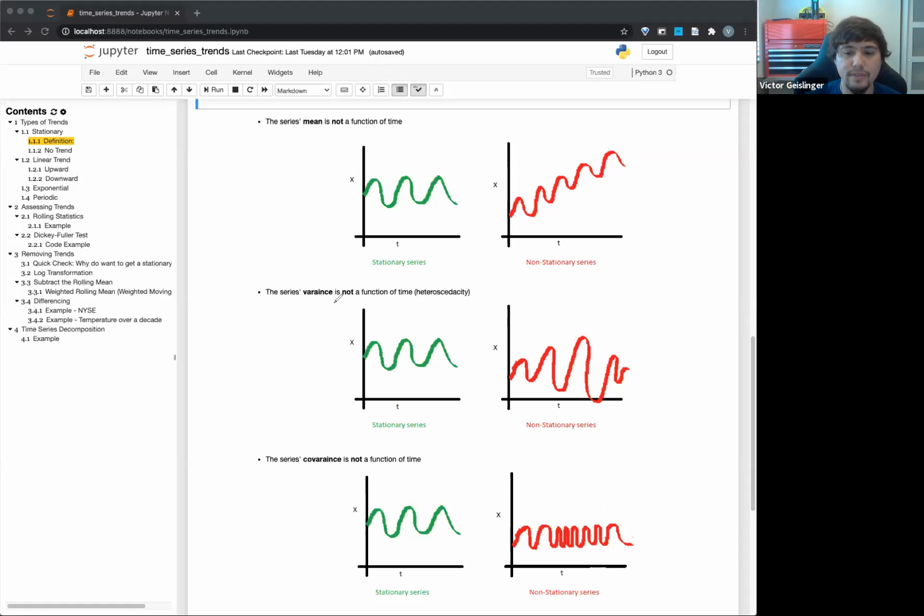Okay, the next one is the variance. The variance is not a function of time. Remember, the variance is basically how much the data differs, right?